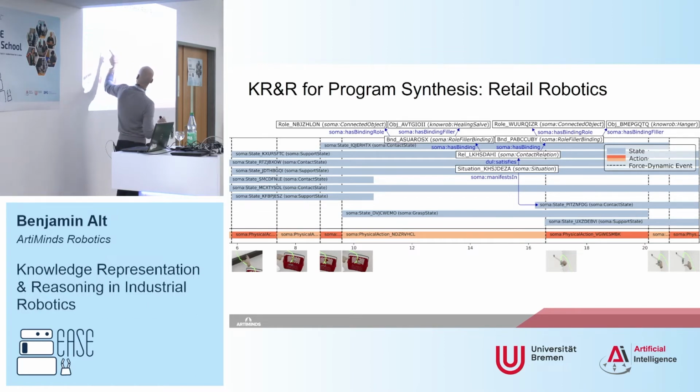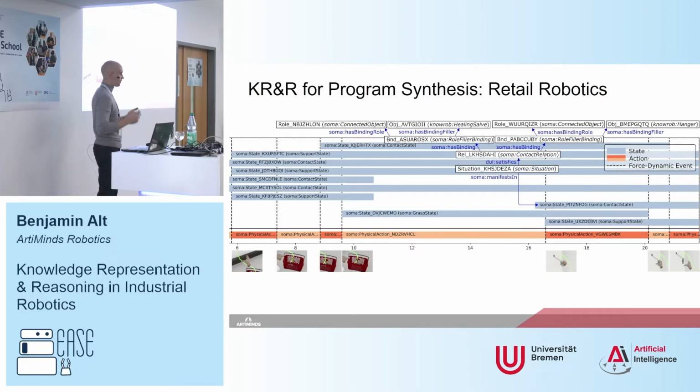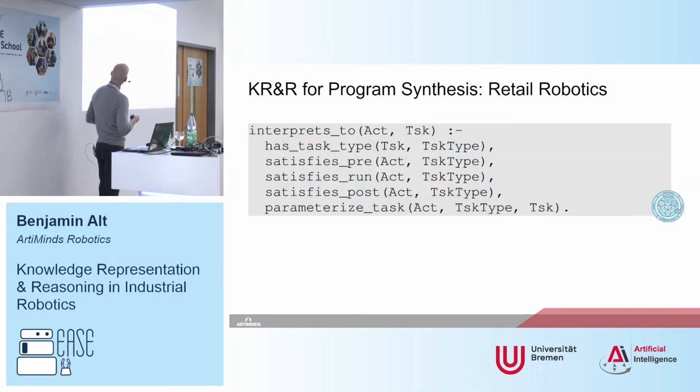And we can decompose this human demonstration and the states and so on that we see based on situation transitions. So when, for example, contacts happen and don't happen anymore. And then we can say in Prolog, in our knowledge base, okay, we know that an action interprets to a task, so sort of generalizes to a task, if it satisfies the precondition of a given task type, the runtime conditions, and the post conditions. And then we can maybe even infer some parameters of our task, given what we've seen.